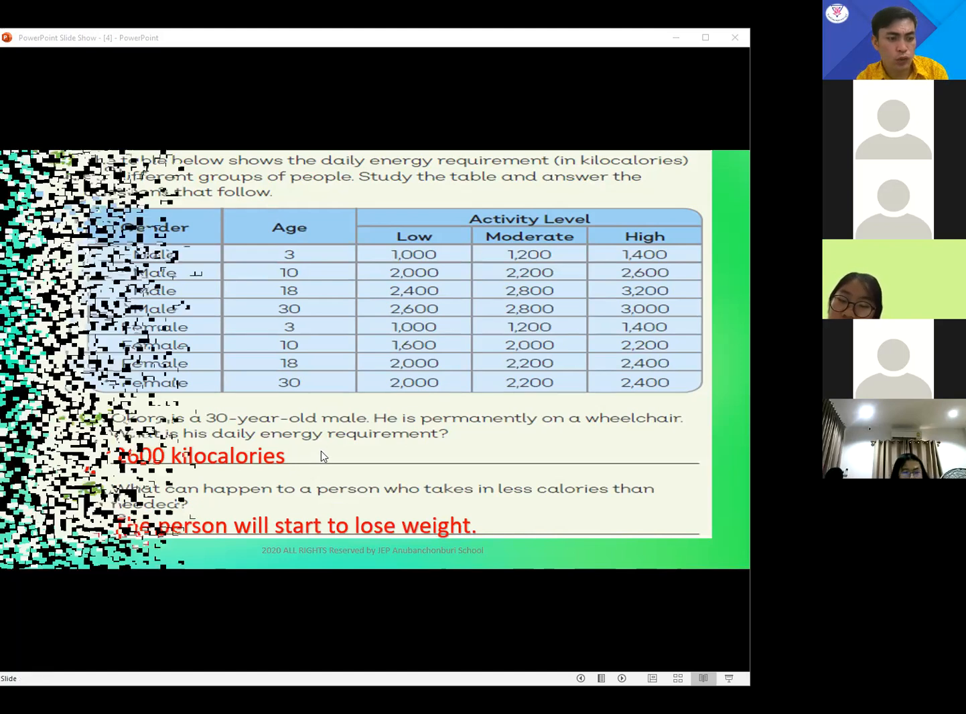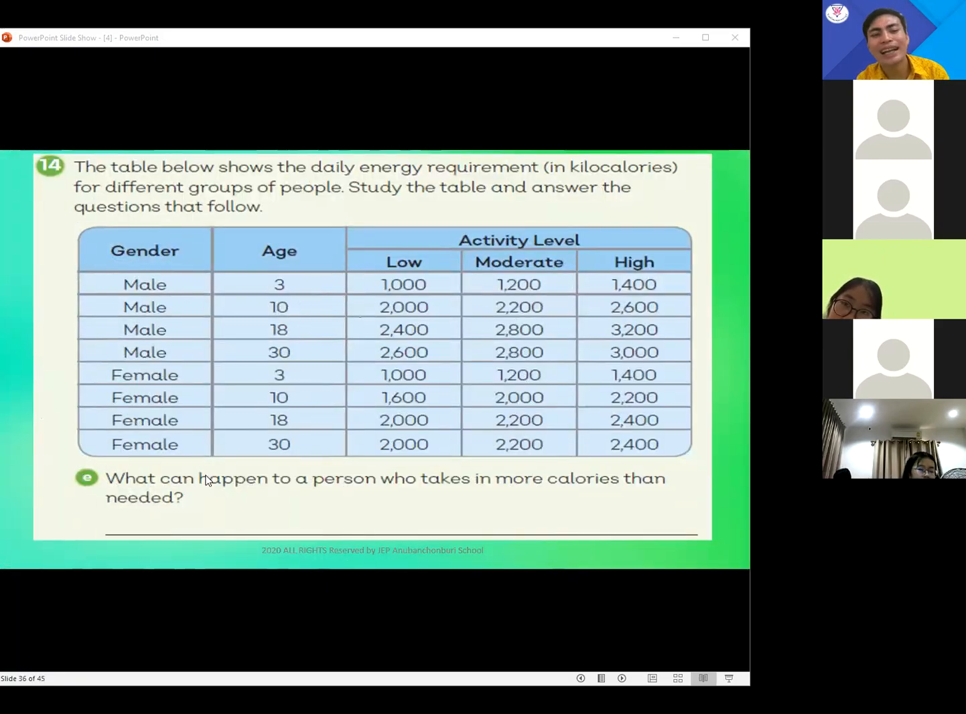Next question, letter E, as in egg. What can happen to a person who takes in more calories this time than what a person needs? What will happen? Gain weight or lose weight? Come on. Gain weight. Okay, Superwitch. Very good. Number 25. The person will start to gain weight. Very good.